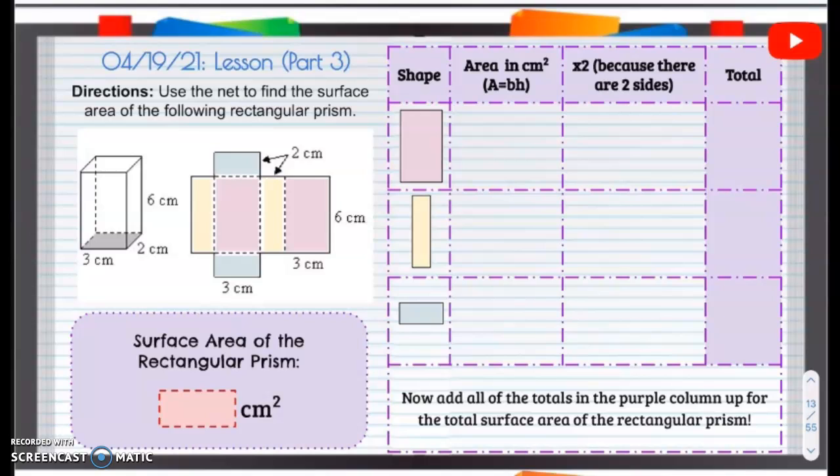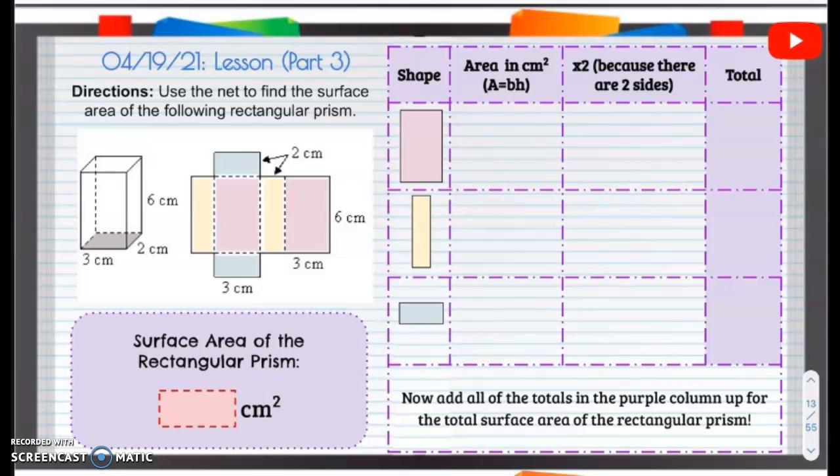All right, our lesson part 3. So we're going to use this net. So we have our rectangular prism, and we're going to use our net here to find the surface area, meaning the surface, everything on the outside, the surface of it, the area of all that surface.